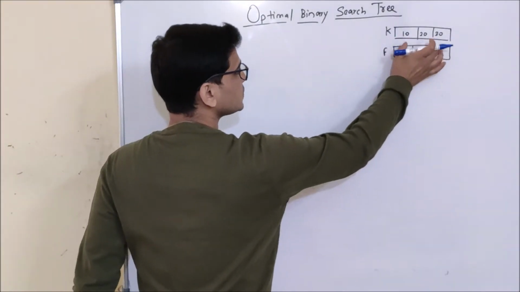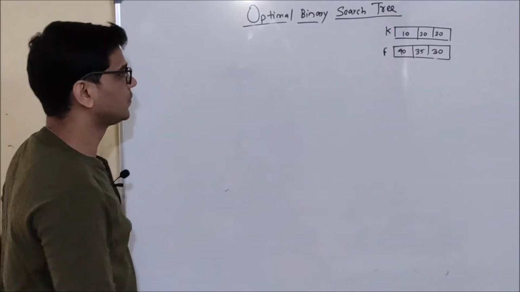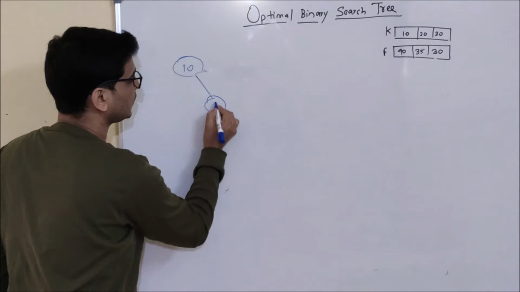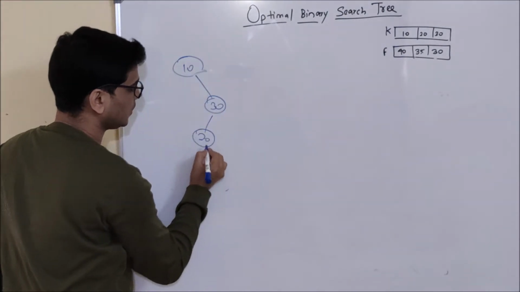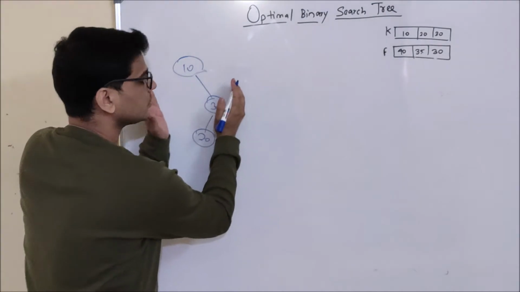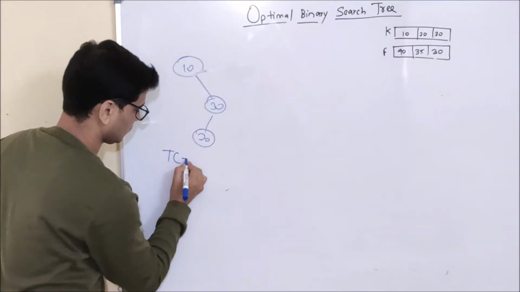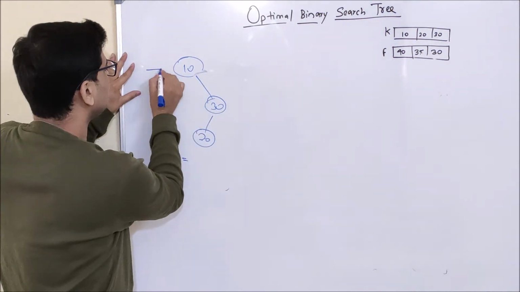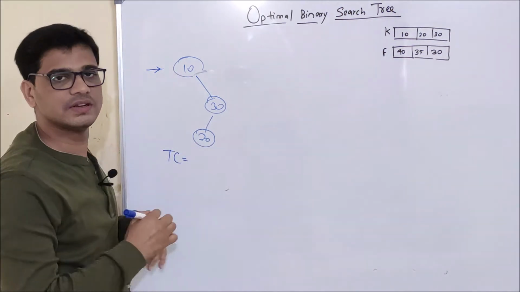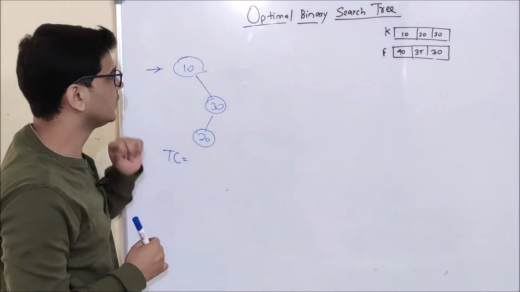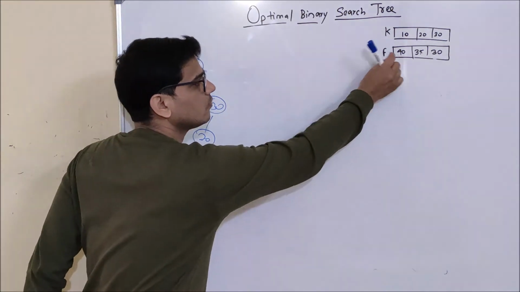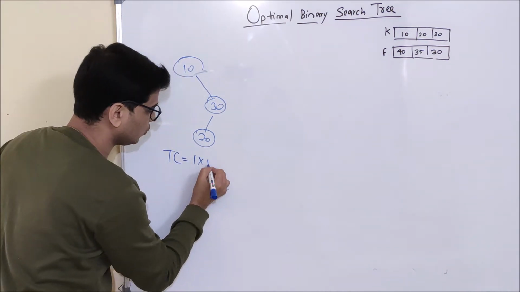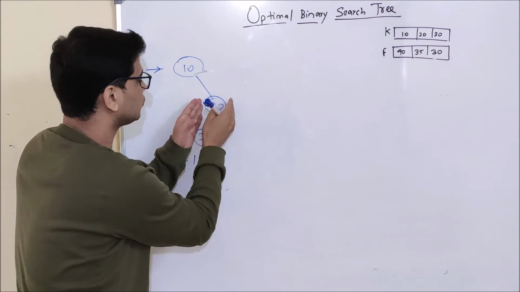You have these keys and these frequency related to it. With these keys you can construct a binary search tree 10, 30, 20. What will be your search cost here? What will be the search cost of 10? If you are searching for 10, you will first check here whether this is 10 or not, and you will find it is 10. And you will do it 40 times. So in one try you are reaching 10. So 1 into 40.